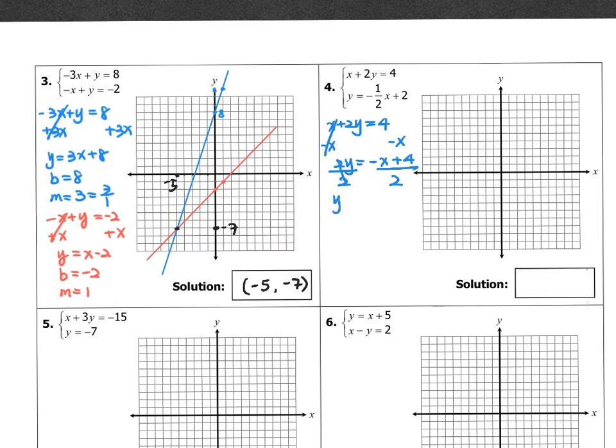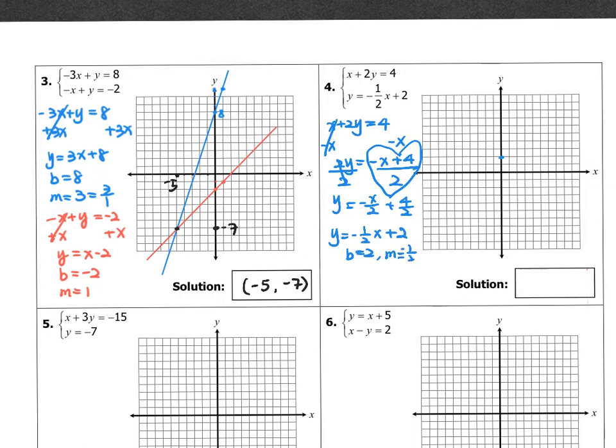And now I am going to split this. Remember, we have to break our heart, unfortunately. So I have negative x over 2 plus 4 over 2. If I further simplify that, I would have negative 1/2 x plus 2. So now the b is 2, and m is negative 1/2.